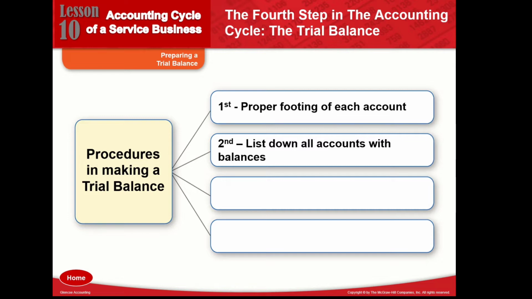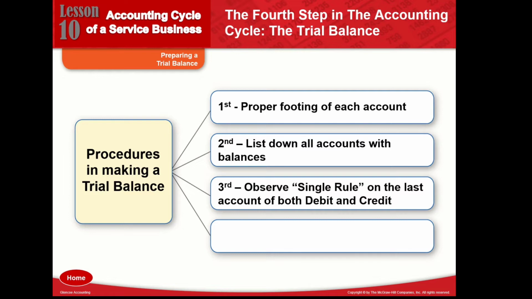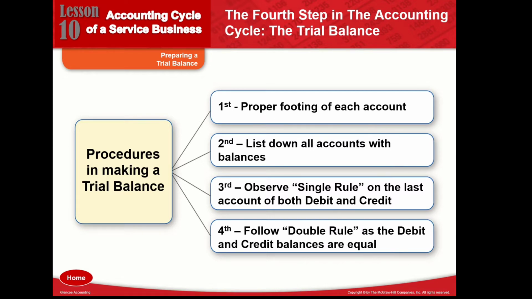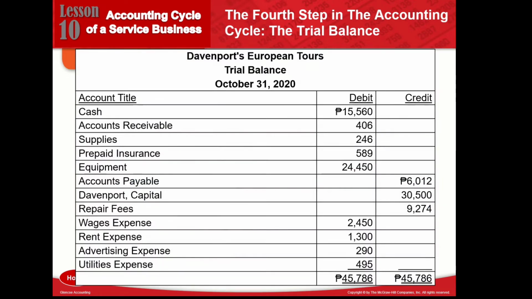Third, you should always observe the single rule on the last account of both debit and credit. And the fourth one is to follow the double rule as the debit and credit balances are equal. So, as you can see, this is an example of a trial balance of Davenport's European Tours for the period October 31, 2020.